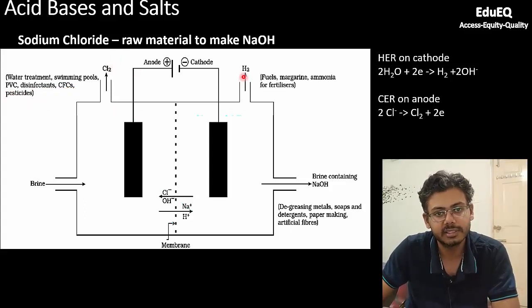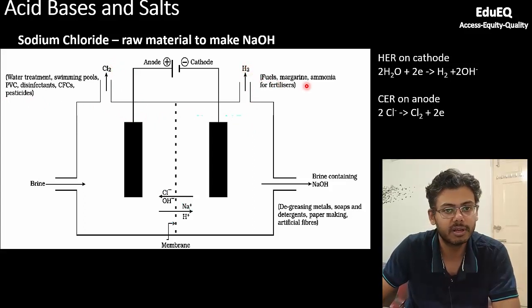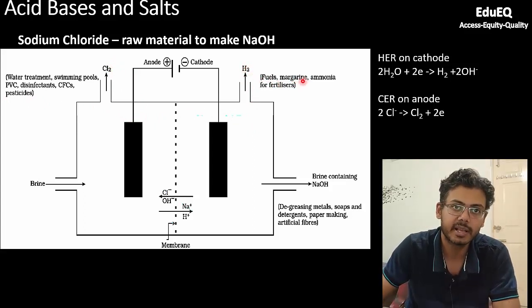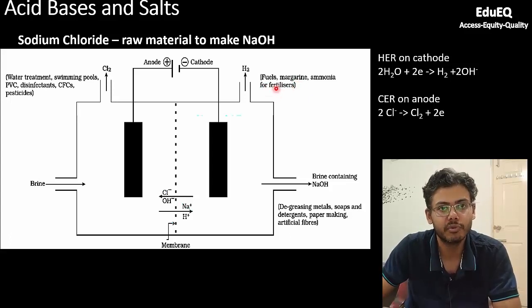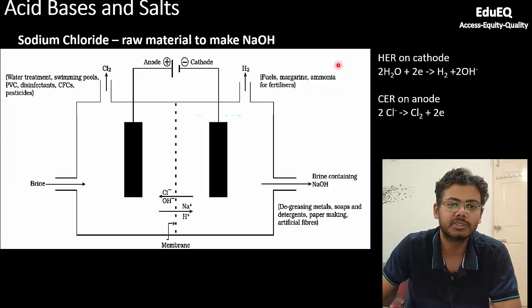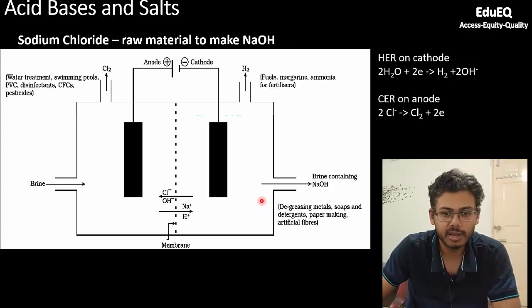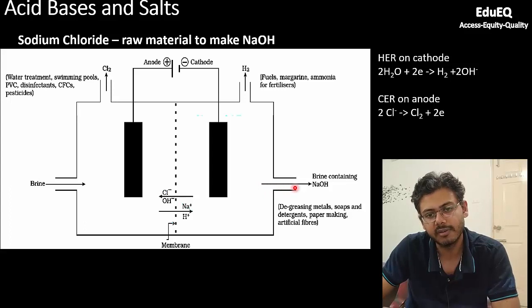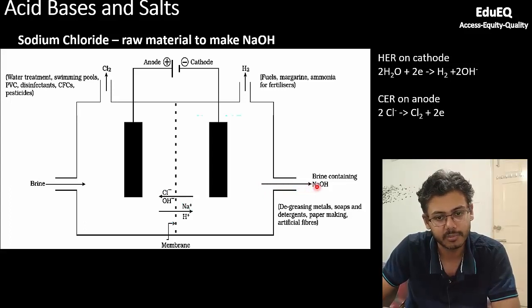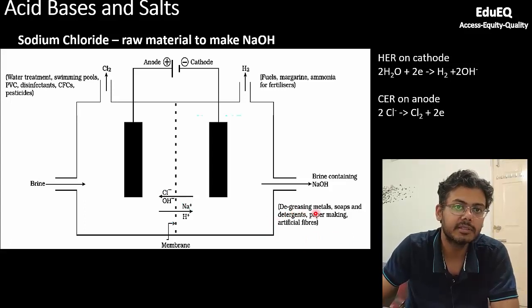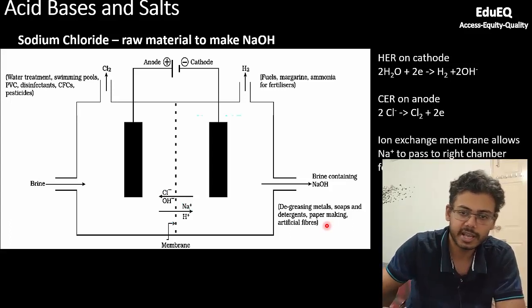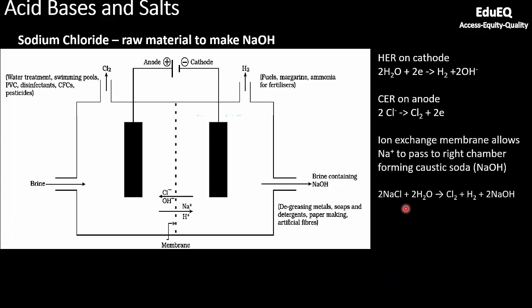Similarly, the hydrogen which is released here can be used for saturation, making unsaturated fats saturated, and then in fertilizers, also in fuel, in thermal cracking. So in all these processes hydrogen will be used, and this sodium hydroxide will come out of the cathodic chamber. The uses of sodium hydroxide are several: degreasing of metals, soaps and detergents, paper making, and also artificial fibers.